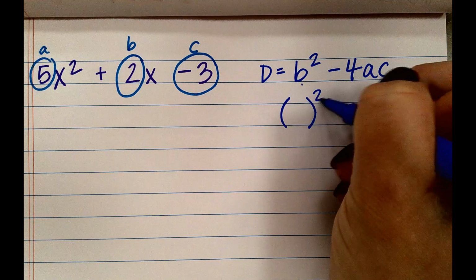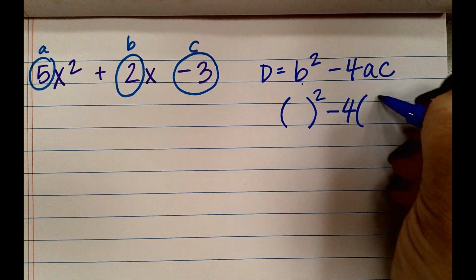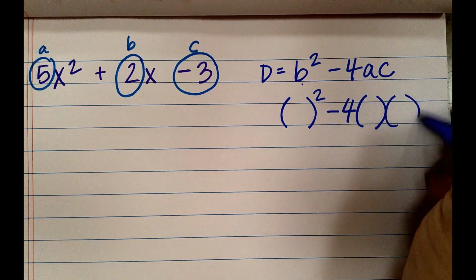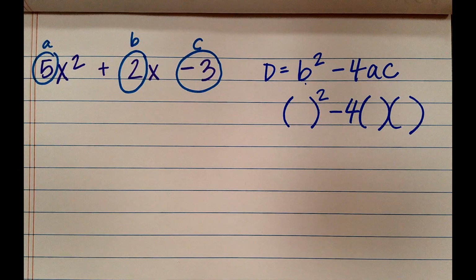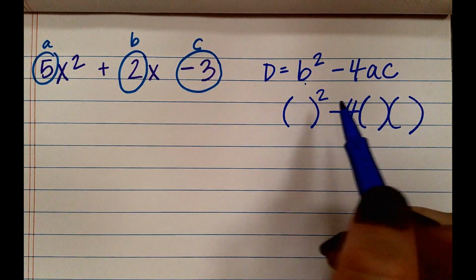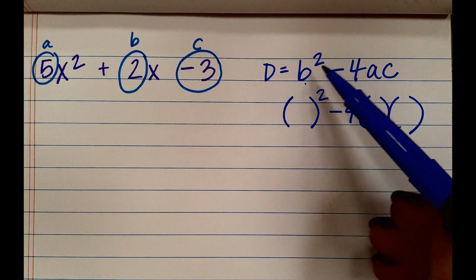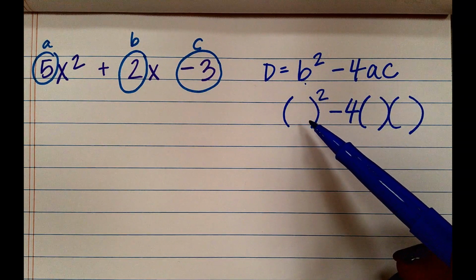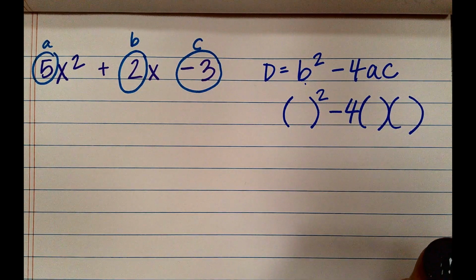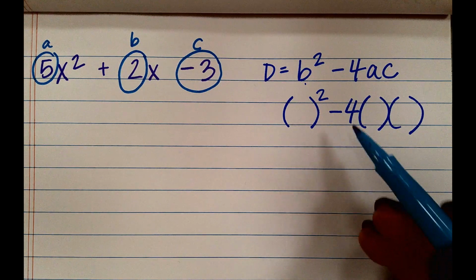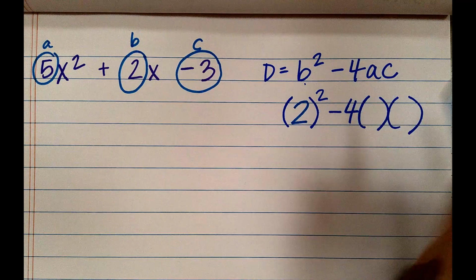Blank instead of B squared. Minus 4 times blank times blank. Okay. So, slowly, carefully, one at a time. B squared comes first. What goes in the first blank? 2. So B is 2. So we're going to put 2 right there.